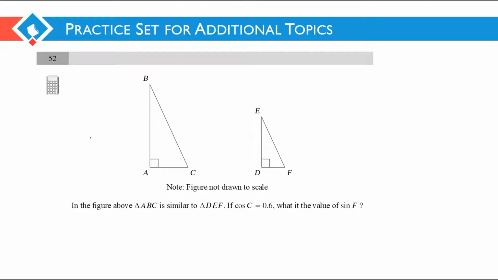In the figure above, triangle ABC is similar to triangle DEF, so similar, that's important. If cosine of angle C is equal to 0.6, what is the value of sine of F? This is what we are looking for.